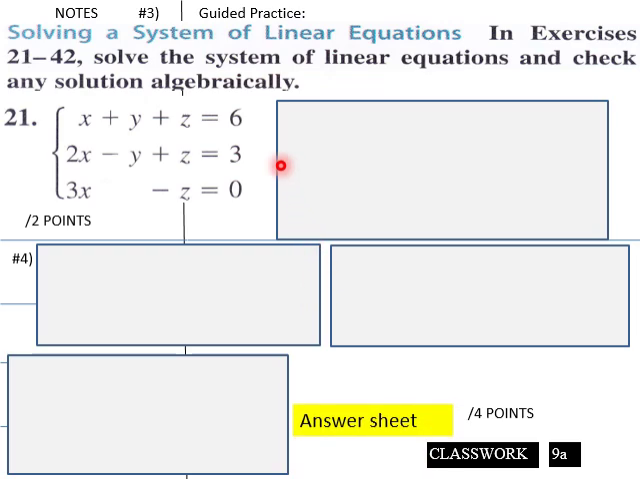So let's try one now. Solve the system of linear equations and check any solution algebraically. So we have this system here.